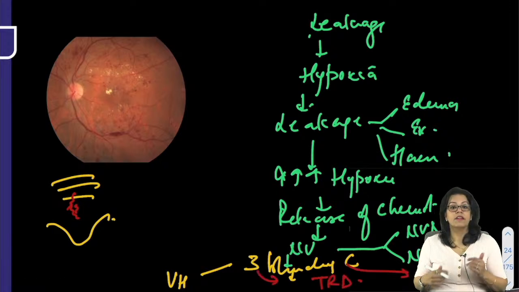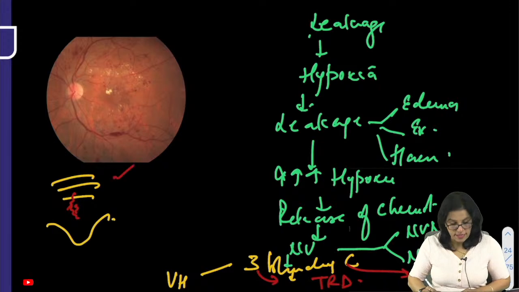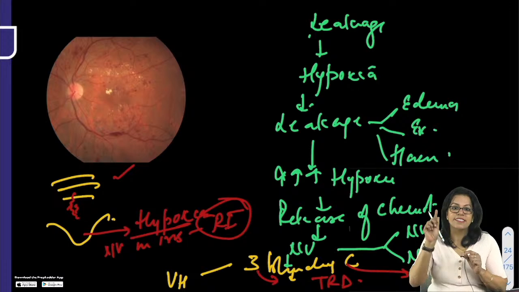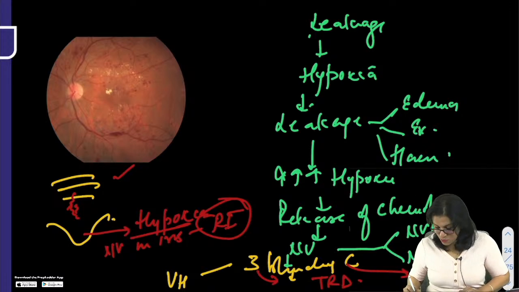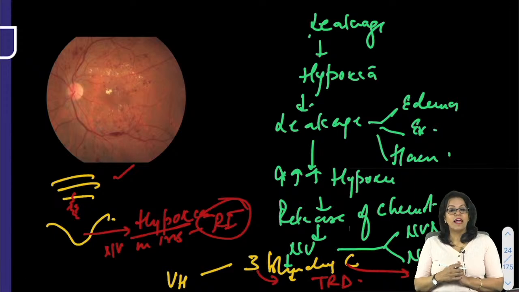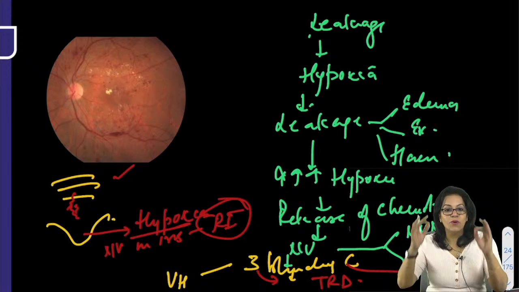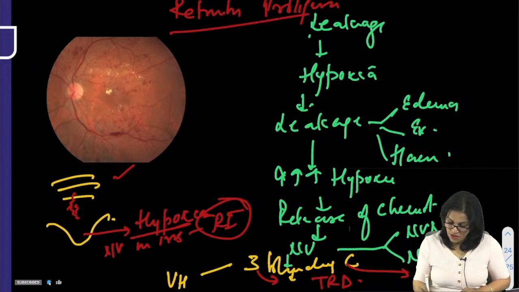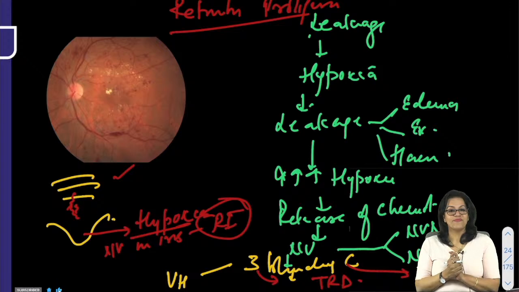What next? Any hypoxia of the retina can cause hypoxia in the anterior segment, and this leads to neovascularization in the iris. What is that called? Rubeosis iridis. These new vessels can then encroach the angle, leading to the third blinding complication, neovascular glaucoma. And this whole pathogenesis, we call retinitis proliferans. Understood? So this will fit in, right?